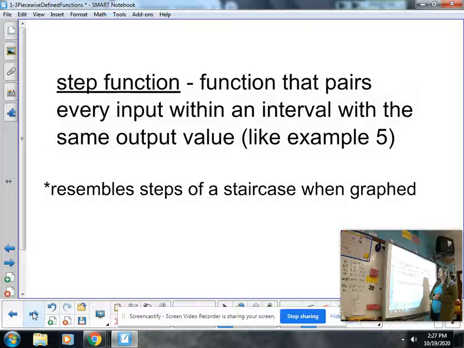What we just graphed is called a step function because it pairs every input within an interval with the same output. It actually looks like floating stair steps whenever you look at the graph. So a step function looks like you could just walk right up those steps on your graph.